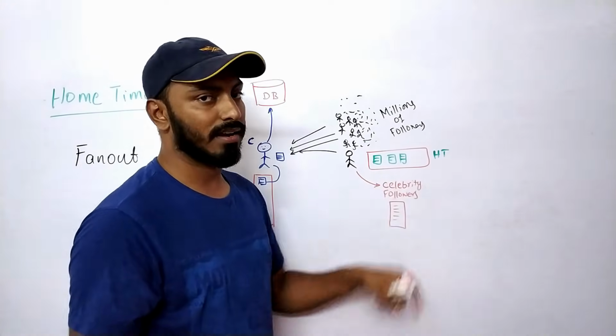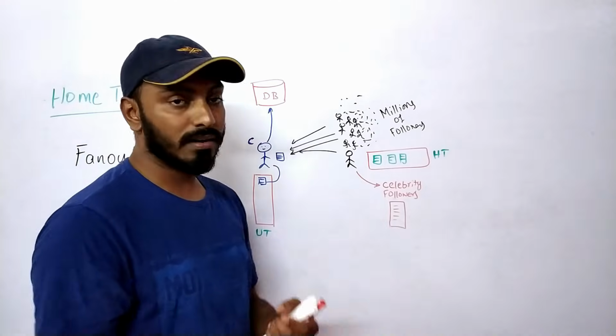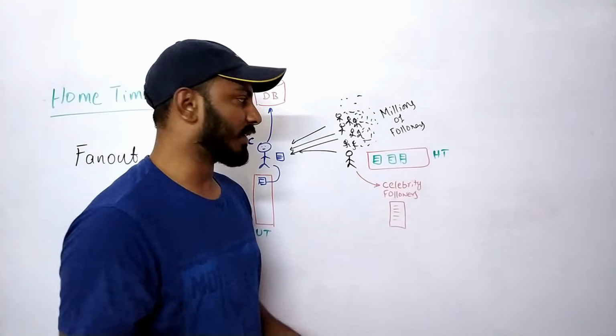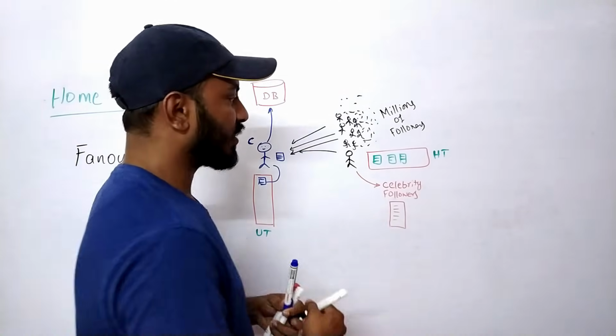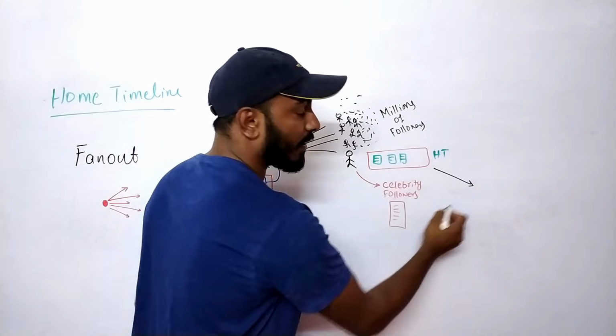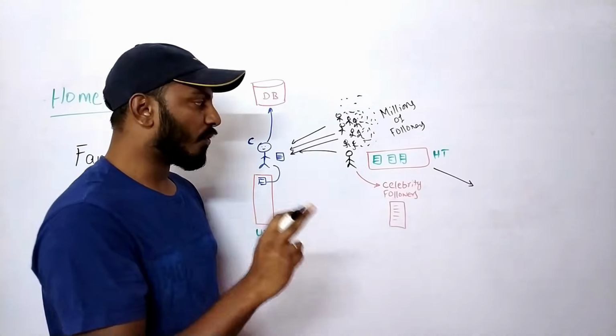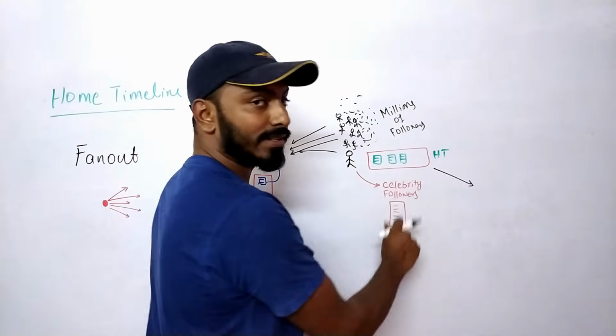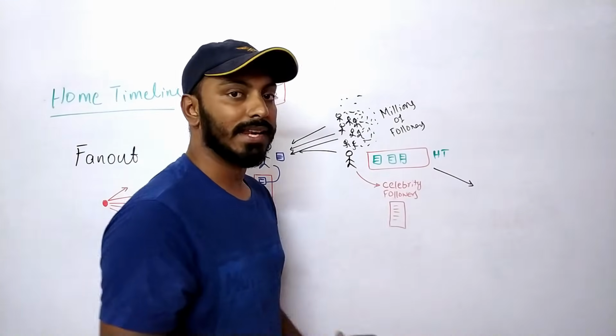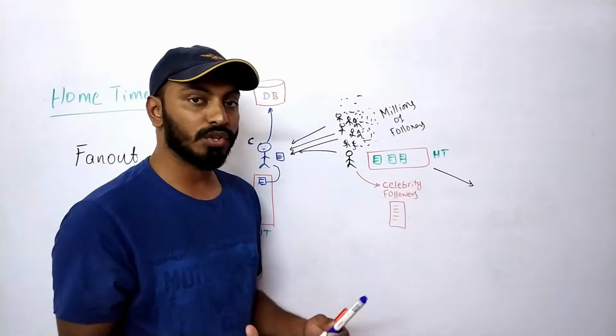we have the tweets already updated by fan out of other people who are not celebrities. Now all we need to do is just return this data back to the front end or the application. But before doing that, let's check if he has any celebrity tweets. How do we do that?